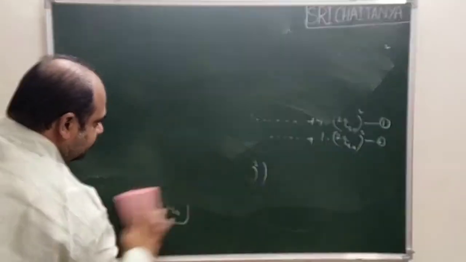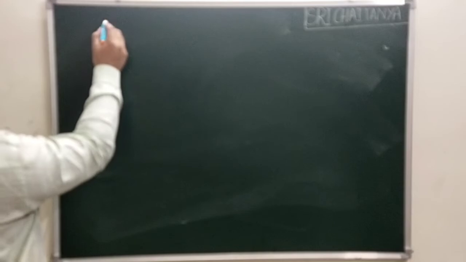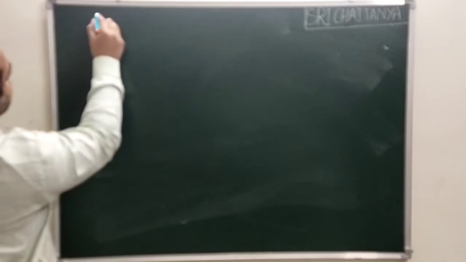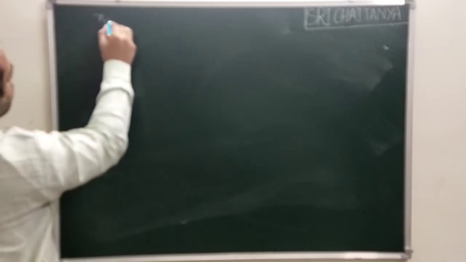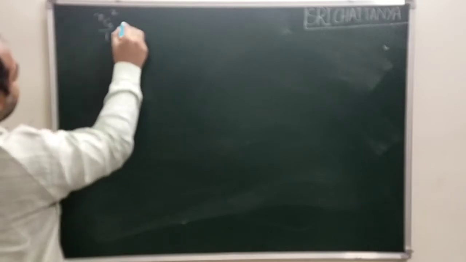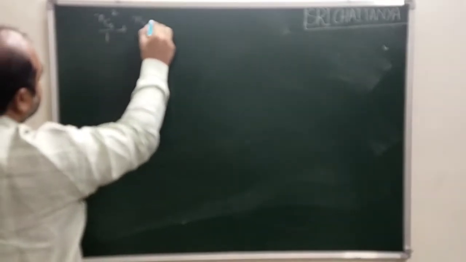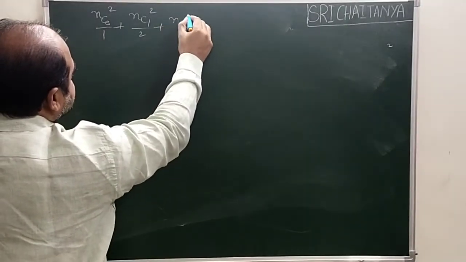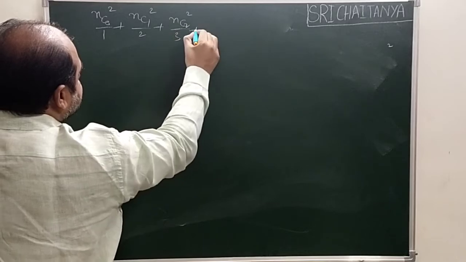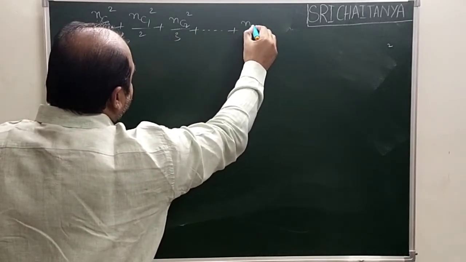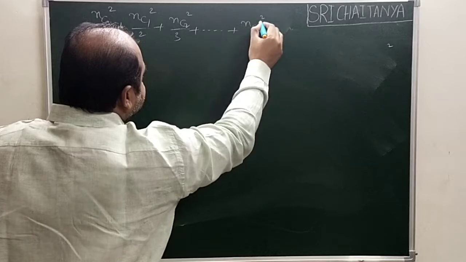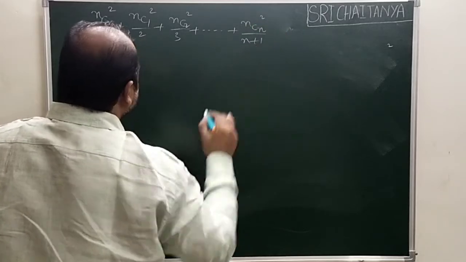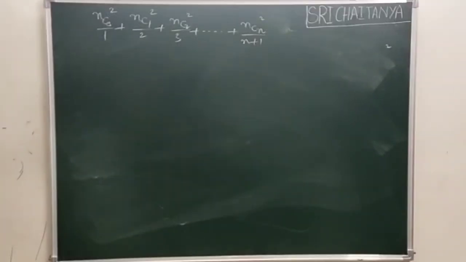We will need to look into the next model. The same thing, suppose it is asked like this: look at nc0 square divided by 1, nc1 square divided by 2, nc2 square divided by 3, plus and so on, ncn square divided by n plus 1. Suppose you have to find the summation of this.